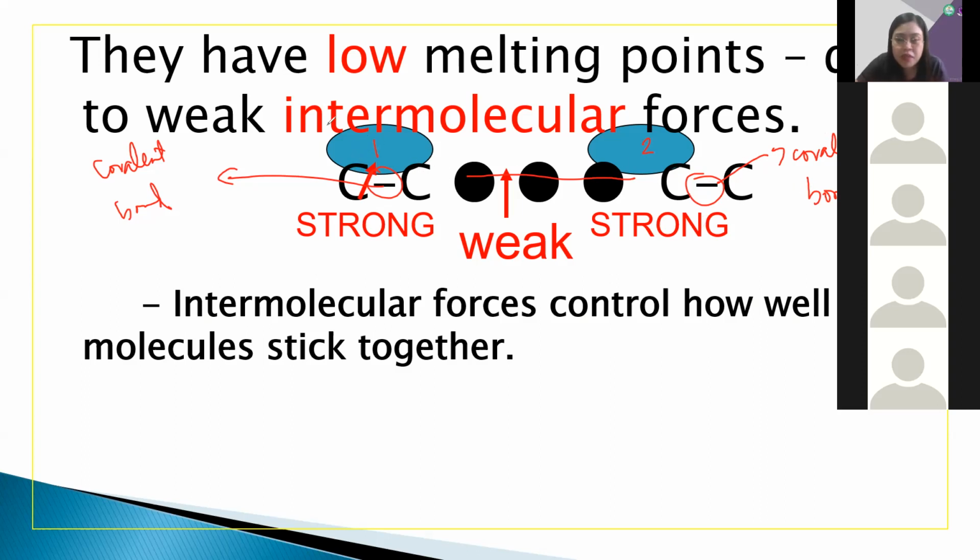Pero if it is between one molecule of this carbon to carbon and another molecule of this carbon to carbon which contains covalent bond, it's called intermolecular force and it's a weak bond. So, pag madali siyang i-break, especially when you subject that to heating, mag-melt siya dayon.